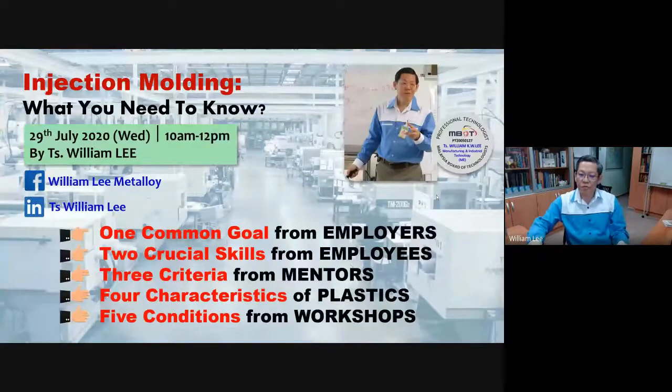So what is this 1, 2, 3, 4, 5? Actually, I'm trying to mention that one is the one common goal from the employers, that is from your boss or your future bosses. Two is a crucial skill from the employees. Three is a criteria from the mentors. Four is a characteristic of the plastic material. Five is the conditions that you should know from the workshop.